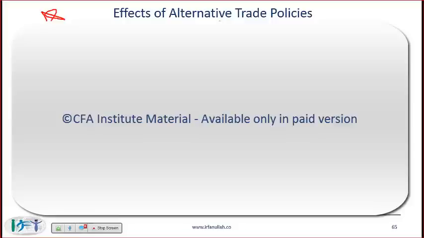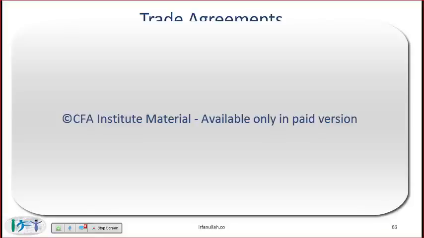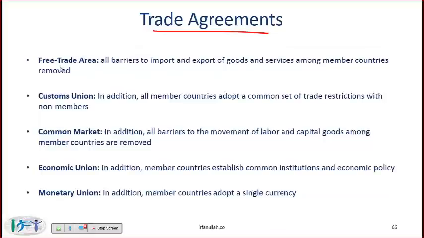Domestic consumption generally decreases across all categories. Domestic production increases across all categories. Trade agreements. These are regional trade agreements. The most basic type of an agreement is a free trade area or FTA. Here, all barriers to imports and exports of goods and services among member countries are removed.